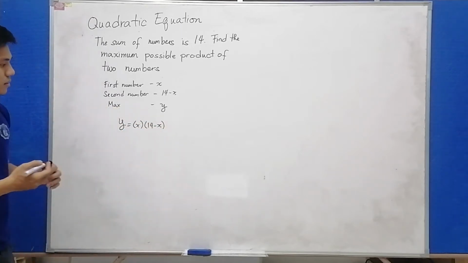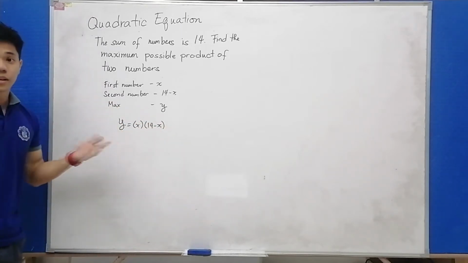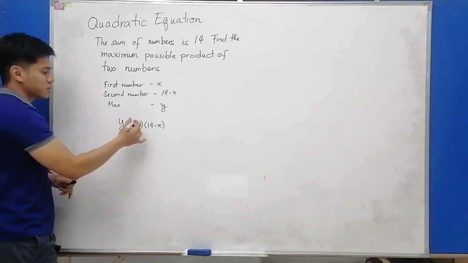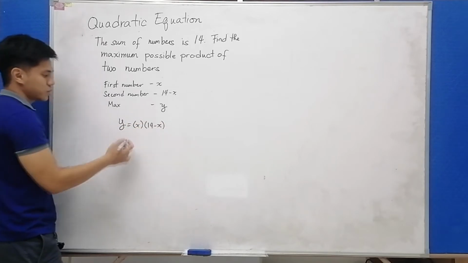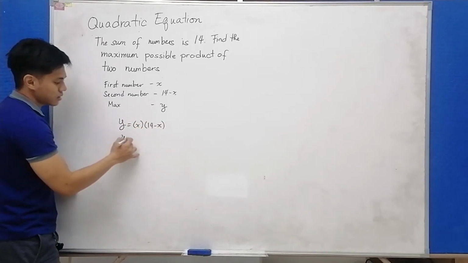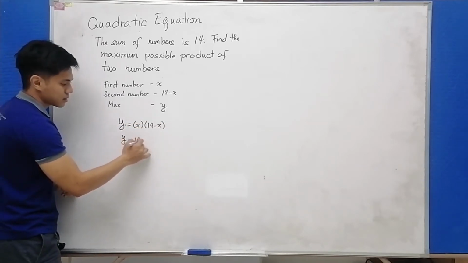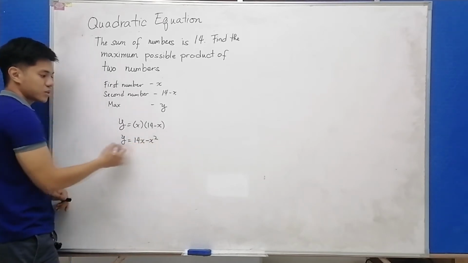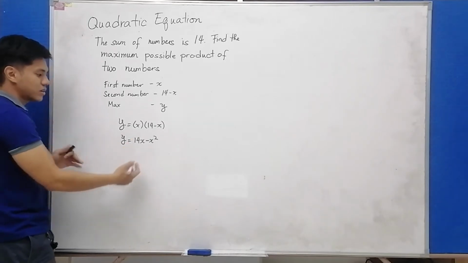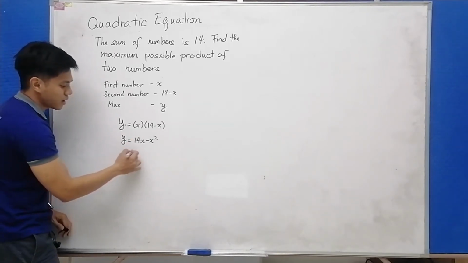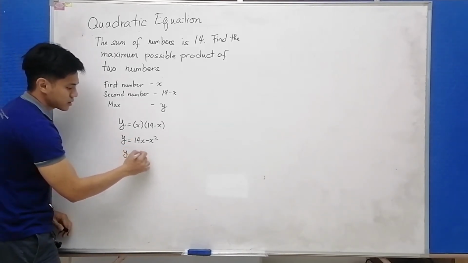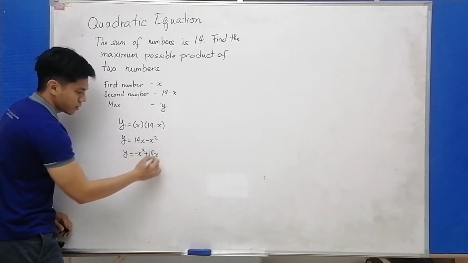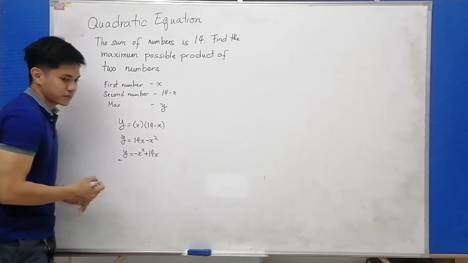As you can see, it's going to be a quadratic formula. Let's simplify this. x will be distributed to these 2 terms, so we have y is equal to 14x minus x squared. We have a quadratic function, so let's rearrange it to its standard form: y is equal to negative x squared plus 14x.